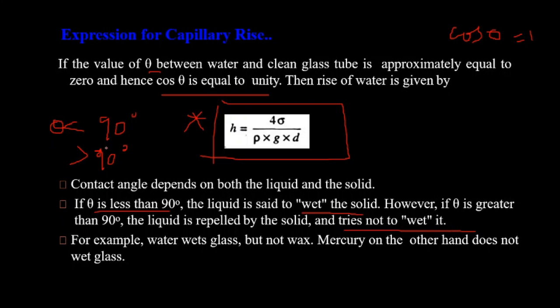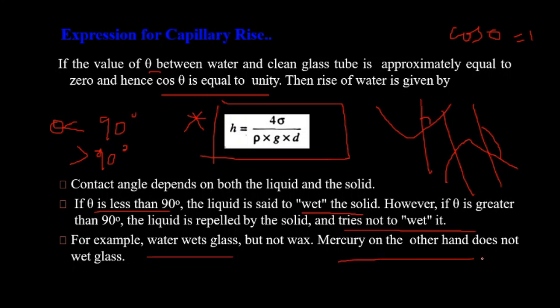If theta is less than 90 degrees only, the liquid will wet the solid and it will rise up. If you follow this meniscus, the angle should be below 90 degrees. If it is a capillary depression, the theta value will be more than 90 degrees. For example, water wets glass, and mercury, on the other hand, does not wet the glass.